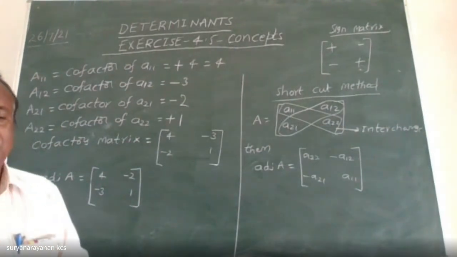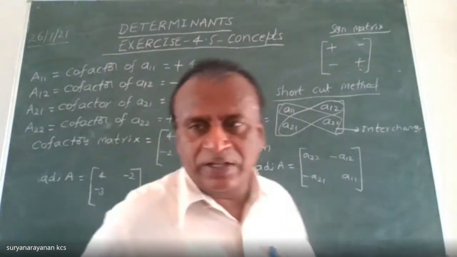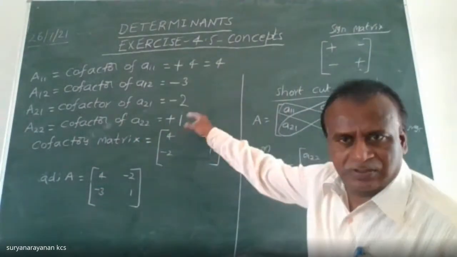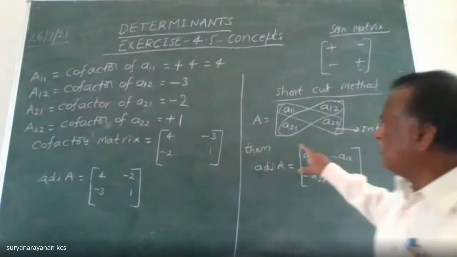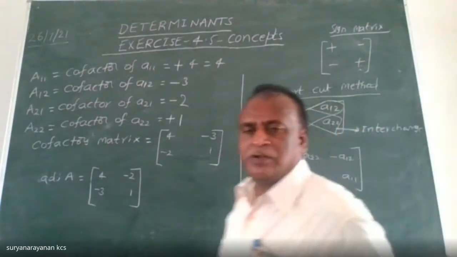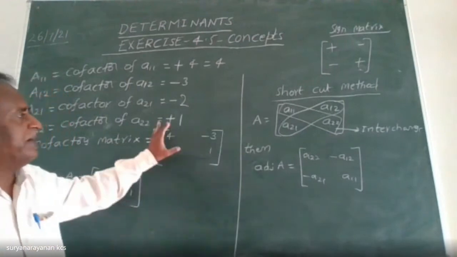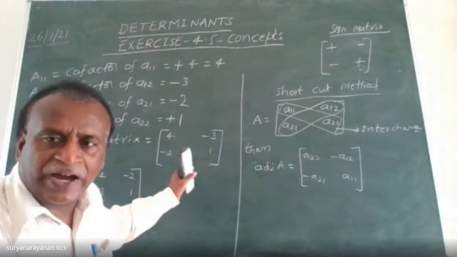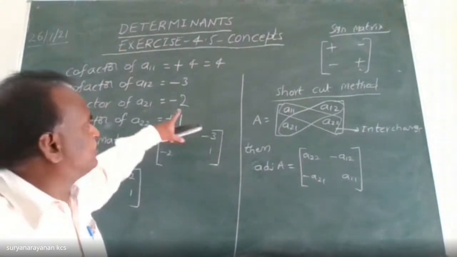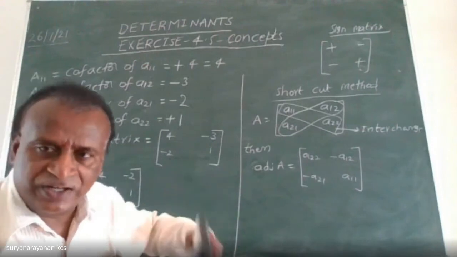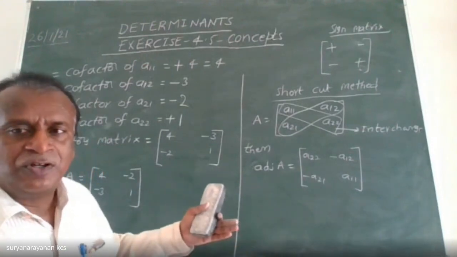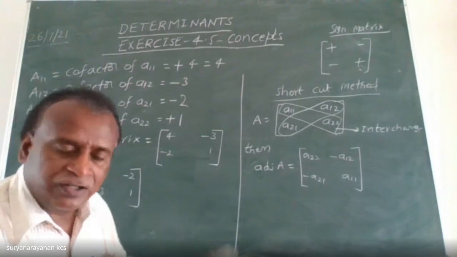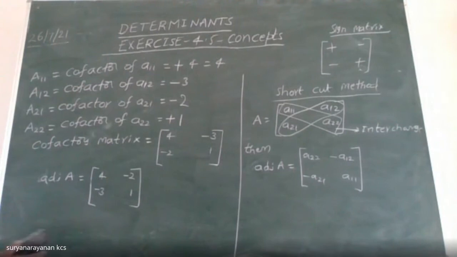Yes, you can use the shortcut method in the examination also. Directly you can find. This is a somewhat lengthy method, so directly you can use this method. This is a shortcut method to find the adjoint of a square matrix of order 2. Understood this point, my children? How to find the adjoint of a square matrix of order 2 only. We extend the same concept to find the adjoint of a square matrix of order 3. Let us discuss that point also.